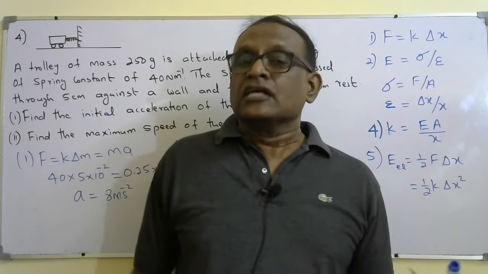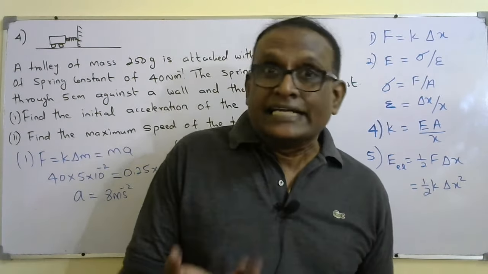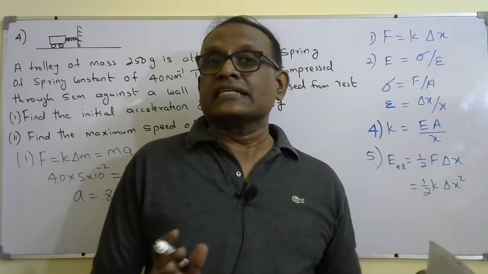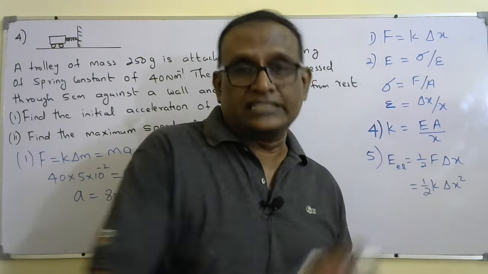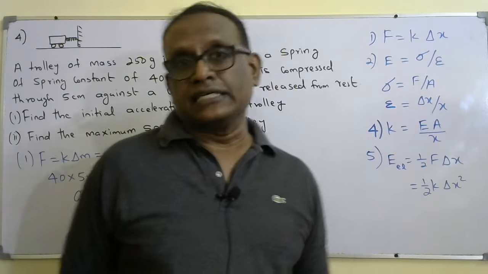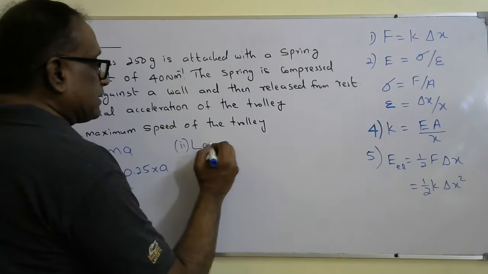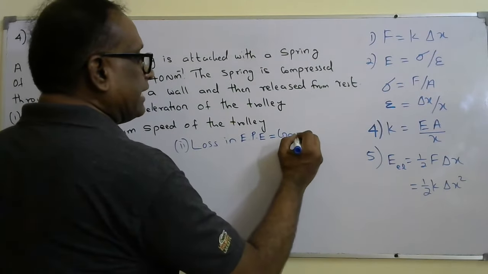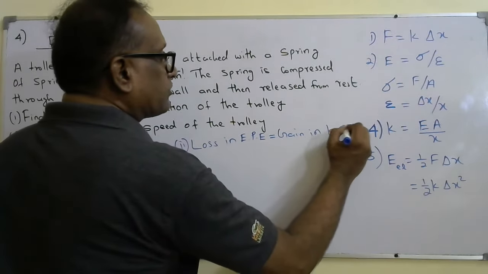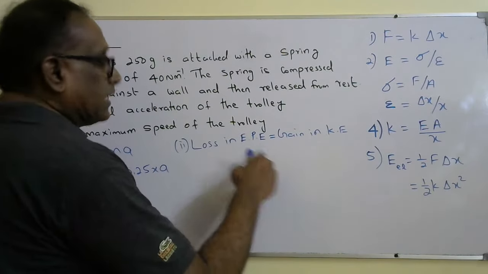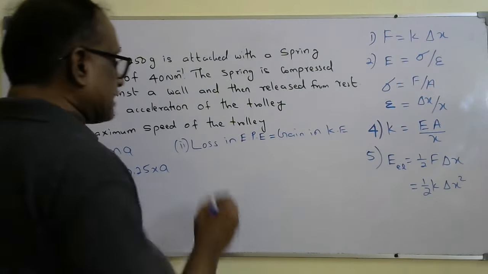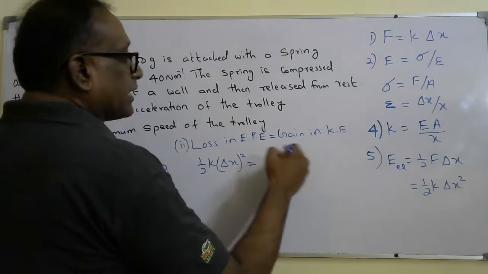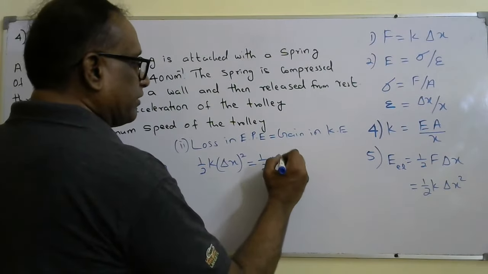When the spring is compressed, it carries elastic potential energy that will be converted to kinetic energy when the spring completely returns to its original shape. So the loss in elastic potential energy becomes the gain in kinetic energy of the trolley. The initial elastic potential energy, half k delta x squared, is equal to the gain in kinetic energy, half m v squared minus half m u squared, but u is 0 because it was initially at rest. From this we can find v.